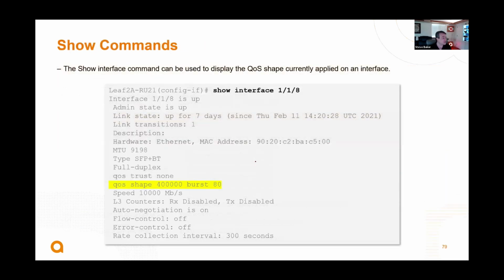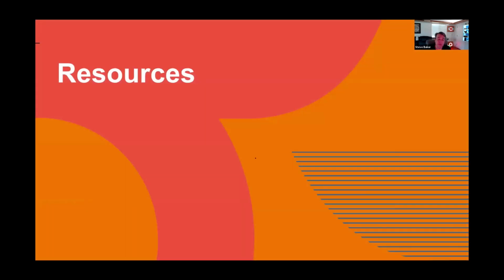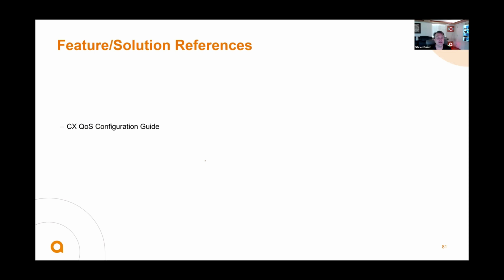And here, of course, we can do the simple show interface command, and this is where you can see an easy example of the qos shape and the burst that's actually been applied to that interface. And again, for resources on this command for 10.7, it'll be in the CX QoS configuration guide.